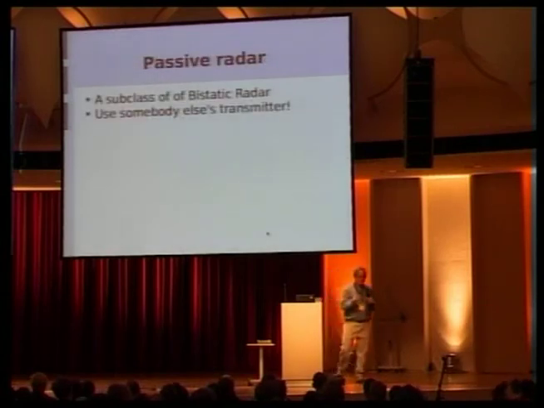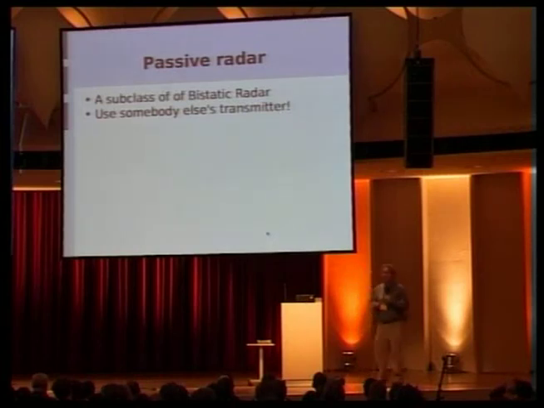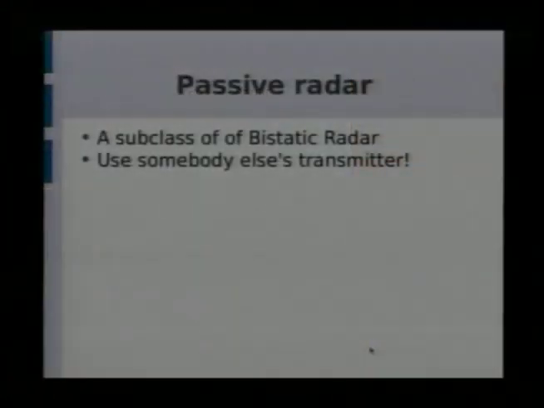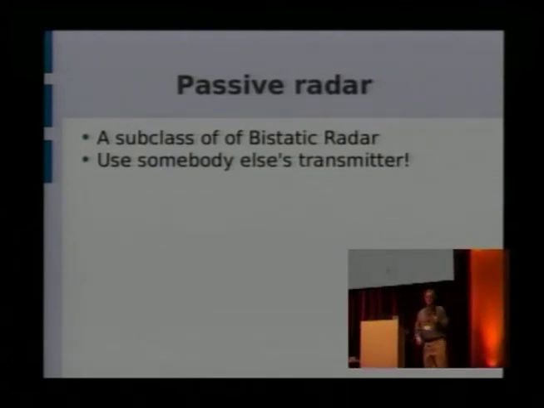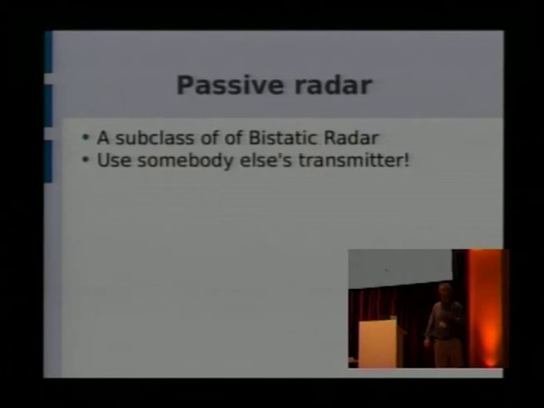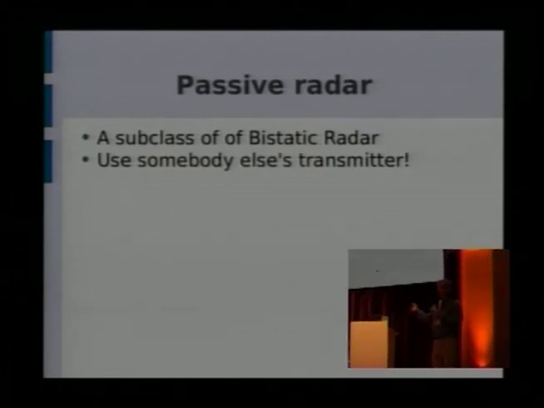Okay, so now passive radar is the one we're interested in, and it's a subclass of bistatic radar. So the math turns out to work out pretty much the same way, except in this case, we don't own the transmitter. So we're going to use somebody else's transmitter. And this has all kinds of great advantages, starting with which is we don't have to run the transmitter, we don't have to pay for the transmitter.